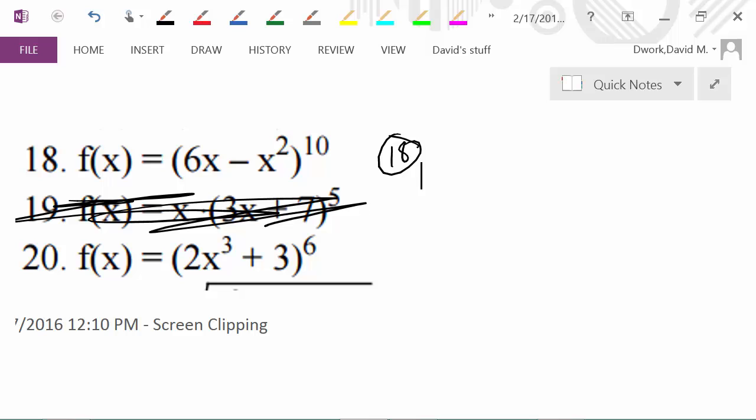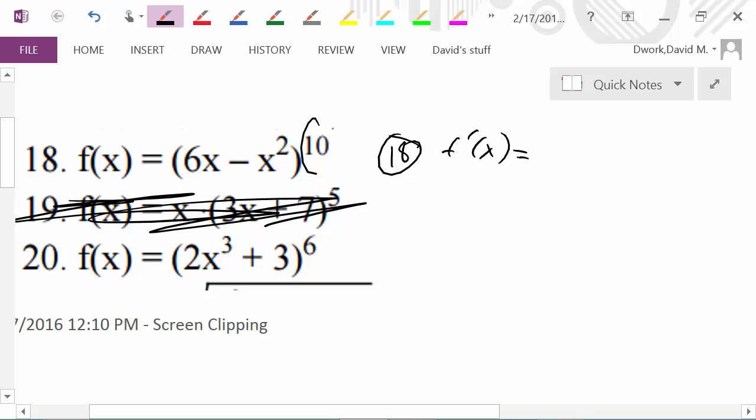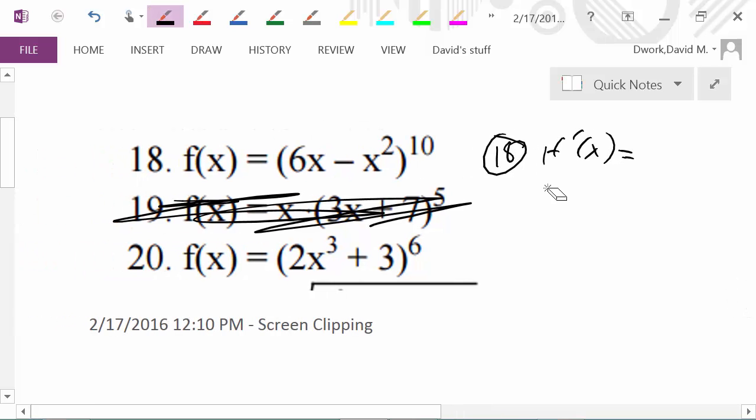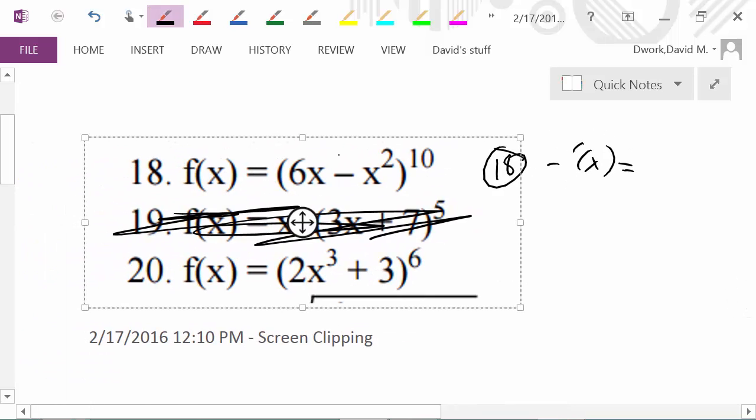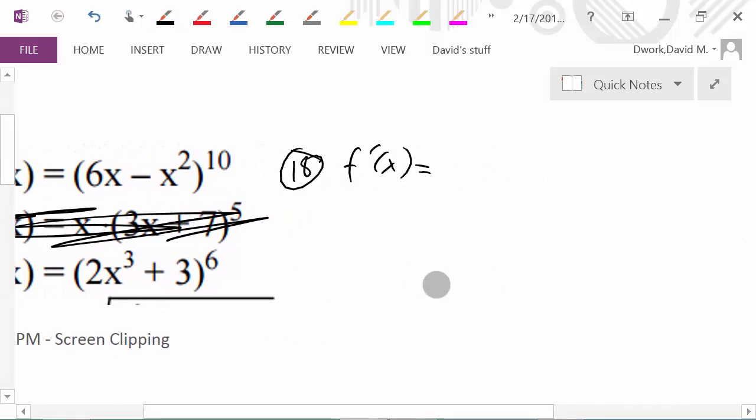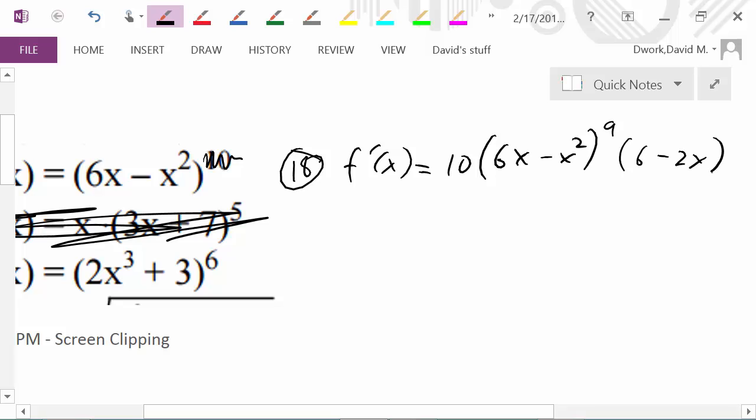All right. So what I'm seeing here, let's do the derivative of 18 together. The outside function would be something to a power. So the power rule says we bring that 10 down to the front, leave the junk alone. I subtract 1, so now it leaves it to the ninth. So I've done the derivative with respect to the 10. Now I have to do the derivative of the inside. That would be 6 minus 2x. There's my first derivative.